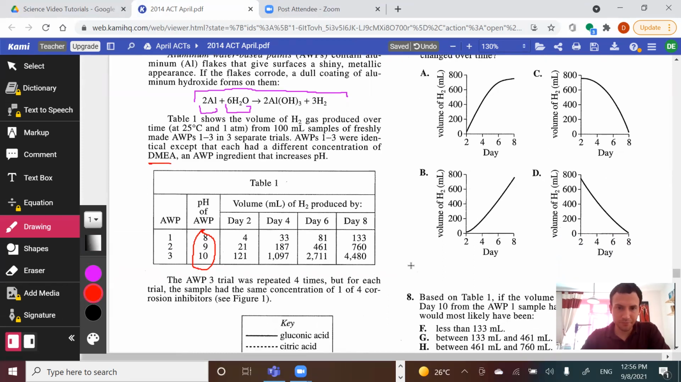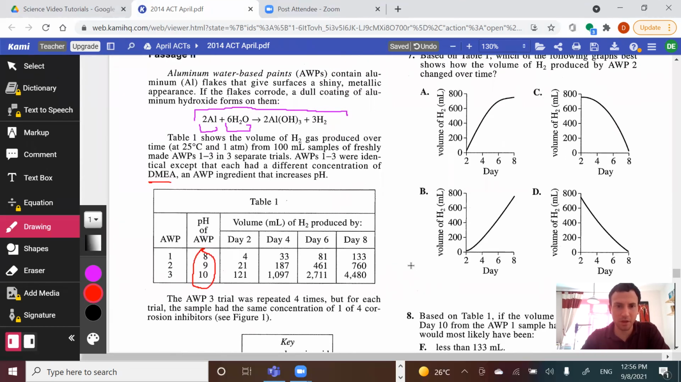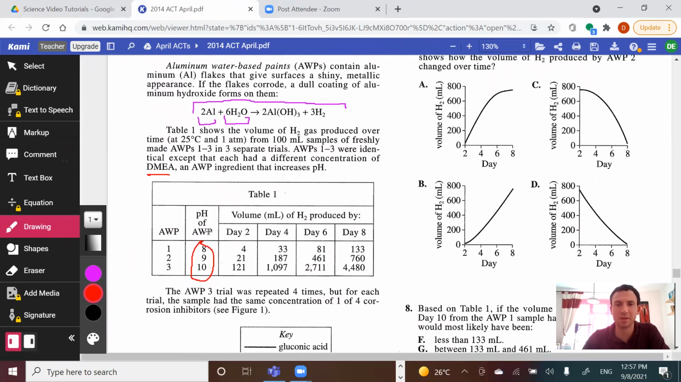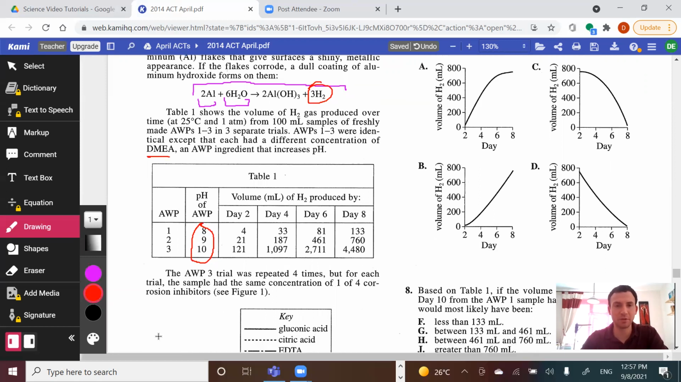So anyway, let's take a look at this one. The AWP trial was repeated 4 times. And what we see is that the higher your pH, so the more basic you are, the more H2 output. That H2 output is essentially showing how fast these paints are corroding. So we don't want a high pH if we want the paint to last.